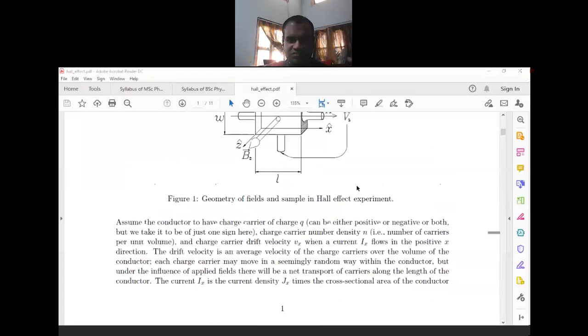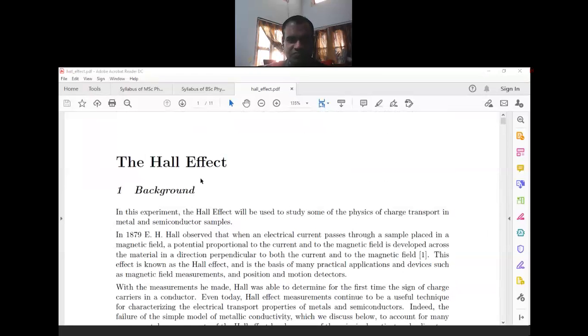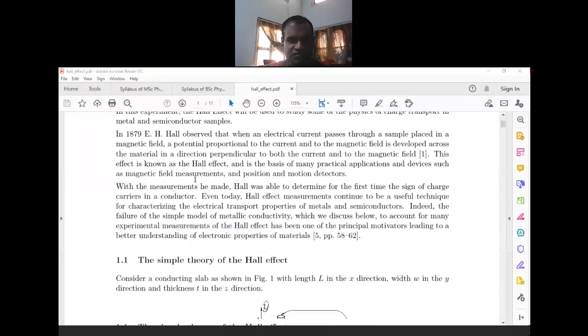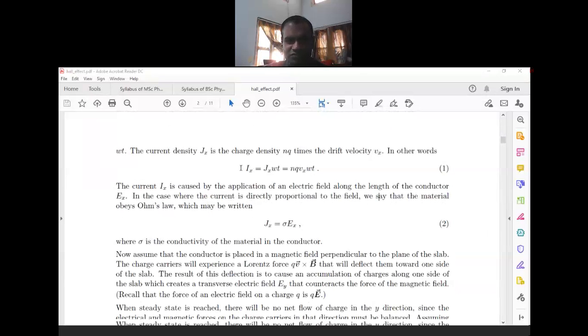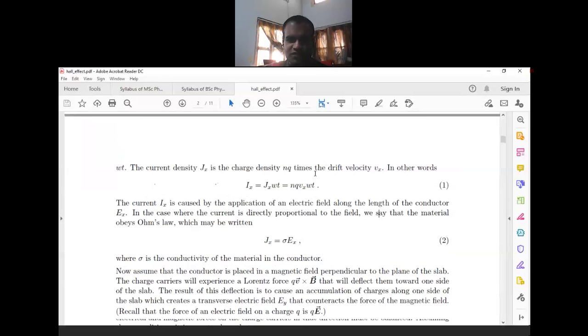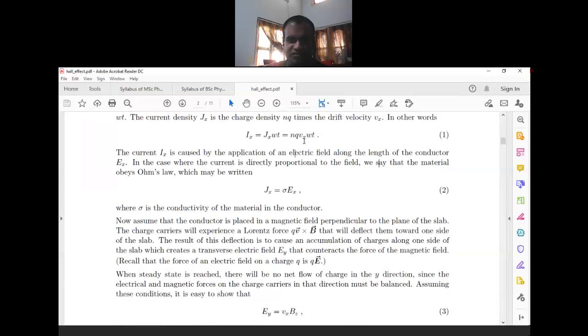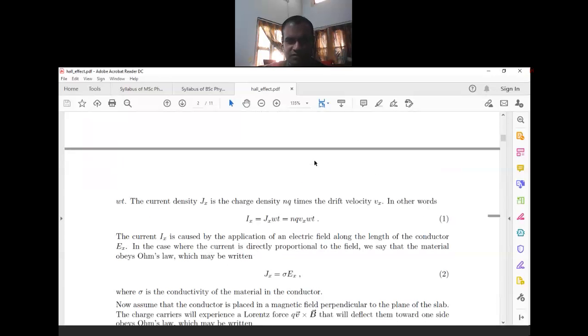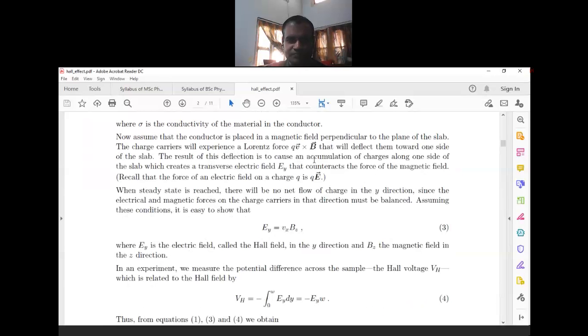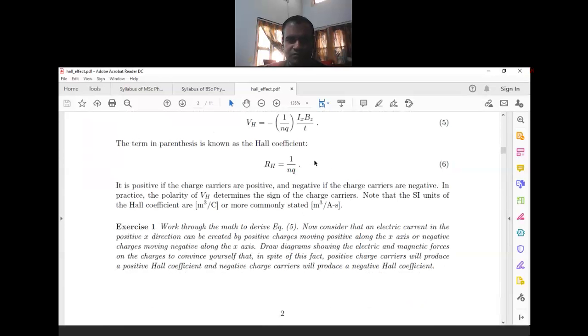I hope you can see this PDF document. I prepared the Hall effect material from this particular document. So here you see, equation 1 is this one: Jx is nq Vx, so actually this is equation 1.